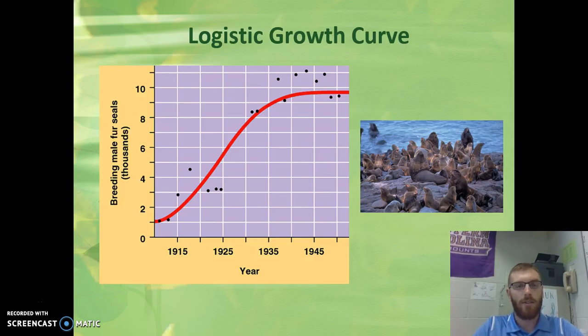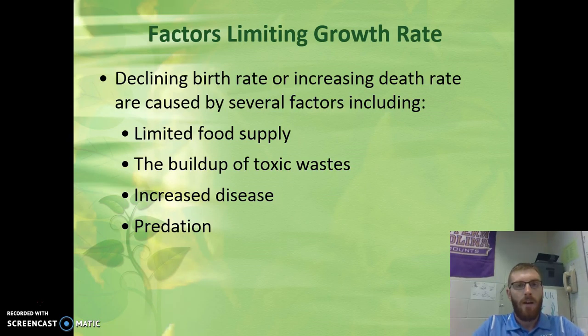Conversely, logistic growth is exemplified by this type of curve, which we call an S curve, which shows the carrying capacity of something. Factors that will limit growth rate, such as declining birth rates or increasing death rates, are caused by several factors, things like food supply, the buildup of toxic waste, disease, predation.